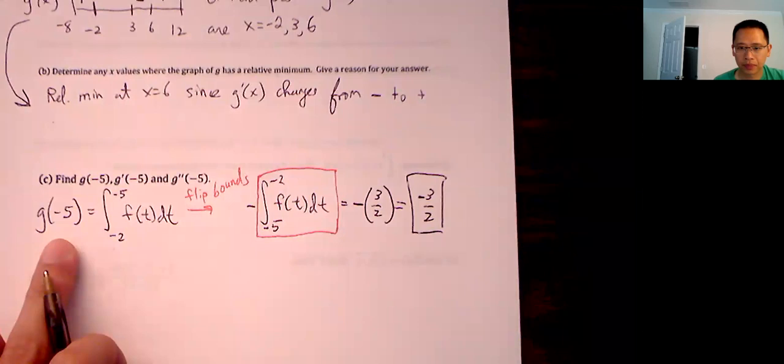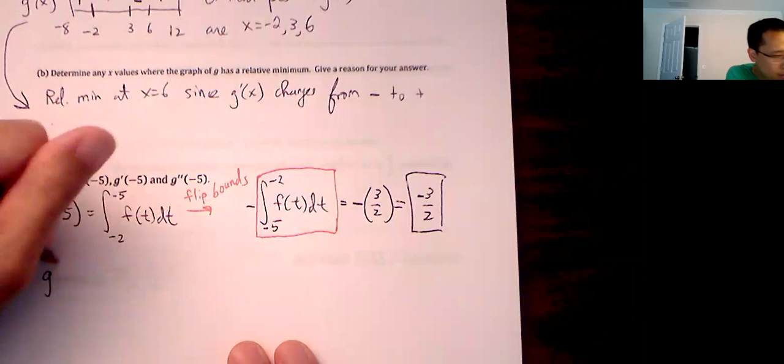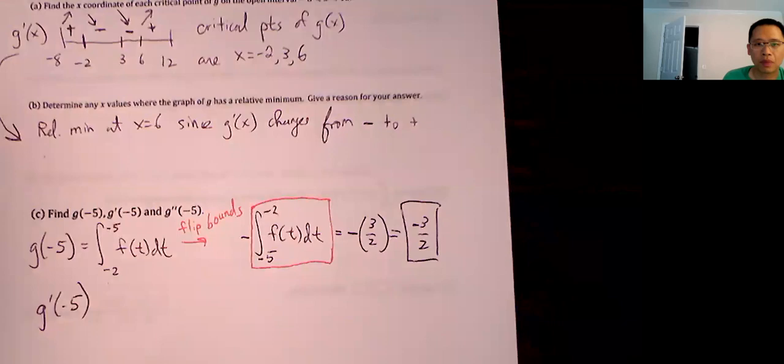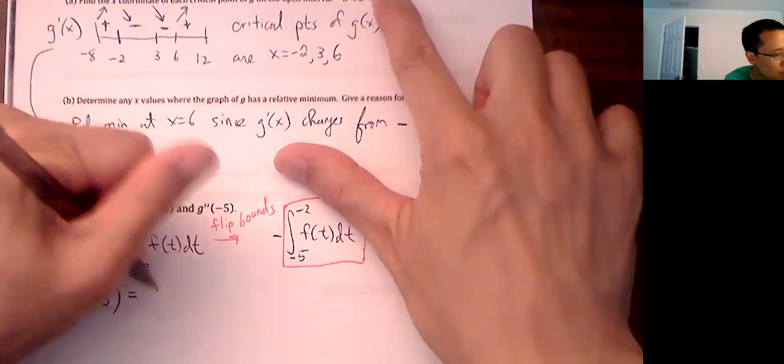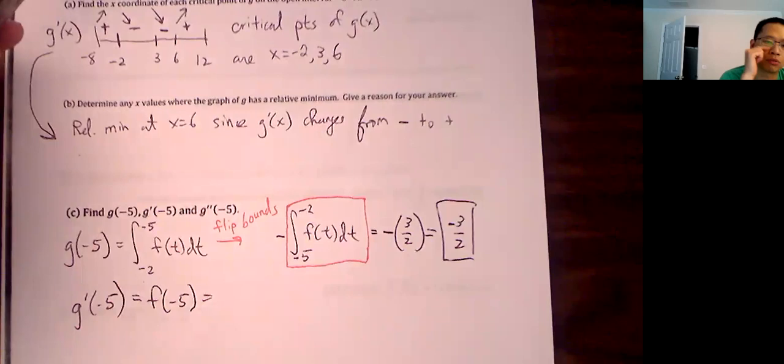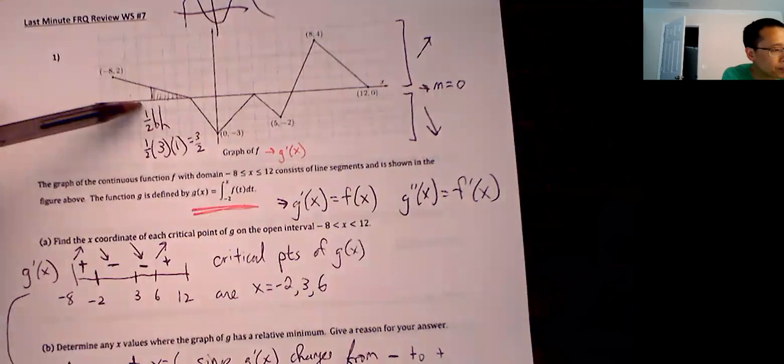Okay. Let's look at g prime of negative 5. We've defined our g prime function as f of x. So we know g prime of negative 5 is just f of negative 5. And this is pretty easy because we are looking at the f graph. So we just have to pull the y value, right? F of negative 5. It's just going to be this y value there, right? 1.